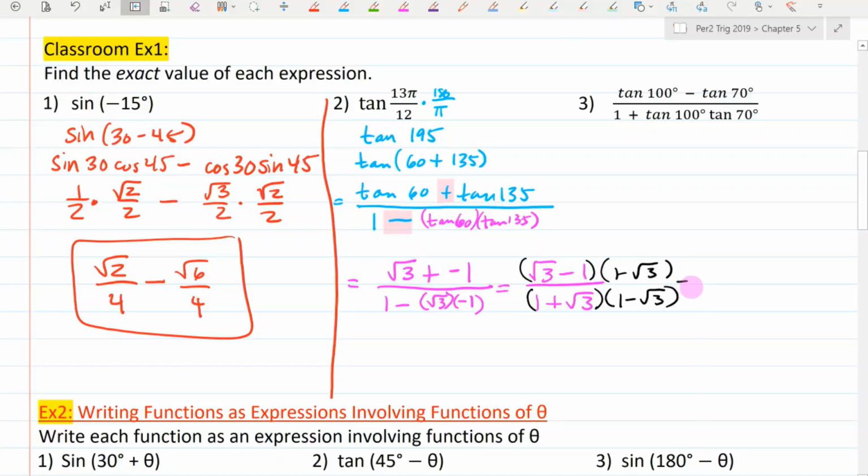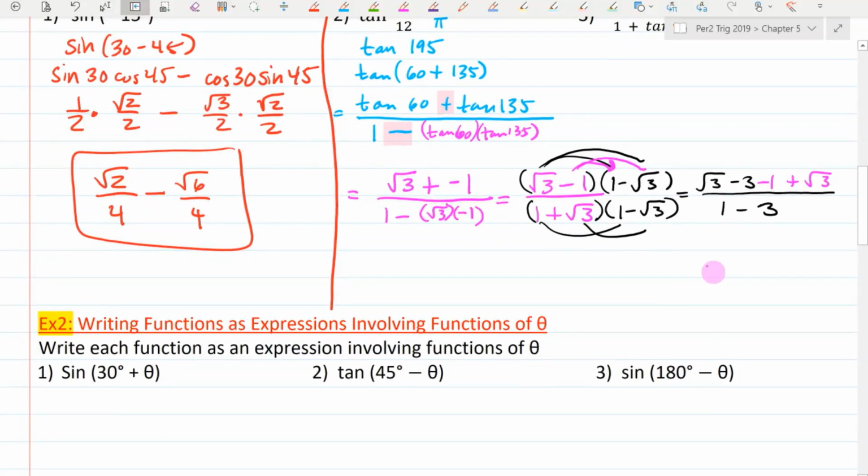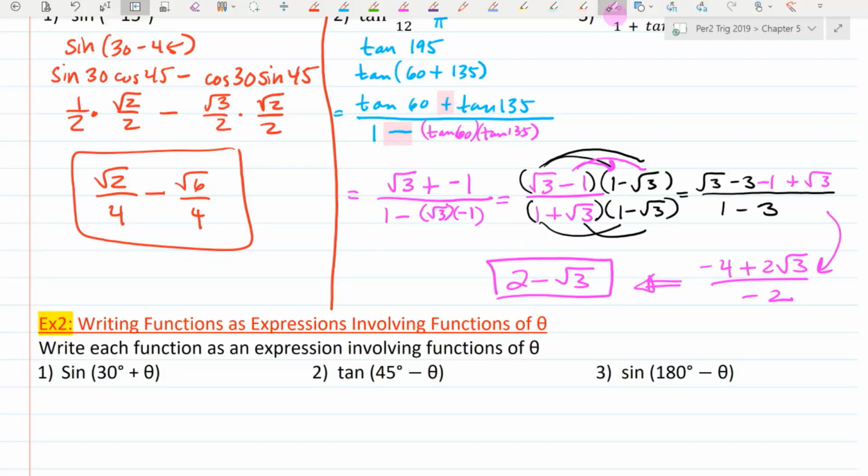Put parentheses around the top for multiplication. So at the bottom, 1 minus 3. At the top, we're going to do radical 3 times 1. Radical 3 times minus radical 3. And then negative 1 times 1. And negative 1 times negative radical 3. If I add those together at the top, I'm going to get negative 4 plus 2 radical 3 over negative 2. And then if you divide everything by negative 2, you're going to get 2 minus radical 3. And that's this answer.